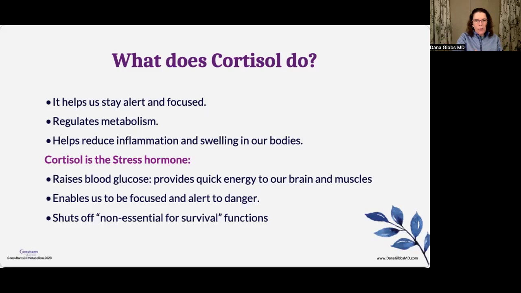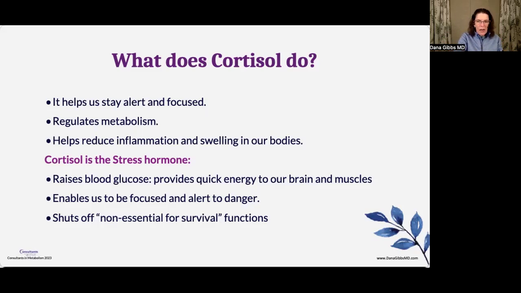So cortisol also shuts off a bunch of non-essential functions. I say non-essential for immediate survival, like our gut function, our reproduction, growth, think hair and nails, healing, and immune surveillance. Except that because we're not actually running from danger, all that quickly released energy is not needed by our muscles, so it's getting packed on as visceral fat.